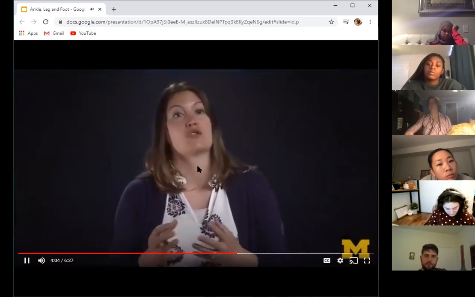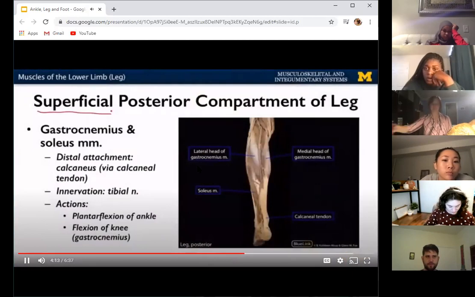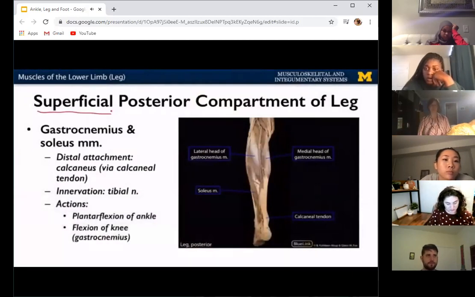So the superficial compartment is composed of two muscles, your gastrocnemius or gastrocnemius, you'll hear it either way, and your soleus muscle, which is going to be deep to the gastrocnemius. So you can see here, when you think of your calf muscles, these are the two muscles that you're thinking of. Gastrocnemius is going to be the more superficial, and soleus will be deep to these two muscles, or to this area.